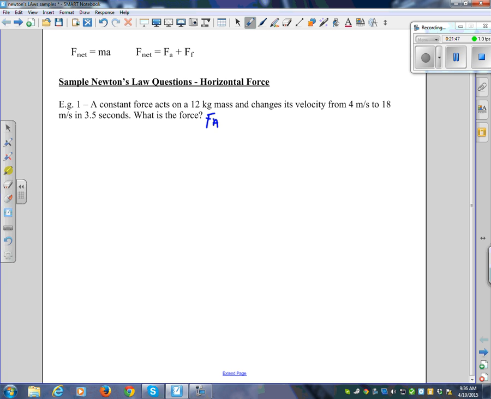What do we know? Now, some people like to write this stuff out. That's FA. The initial velocity is 4, and the final velocity is 18, and the time is 3.5 seconds. Some people like to write that out. That's fine. If you want to be lazy and you don't, that's also fine.